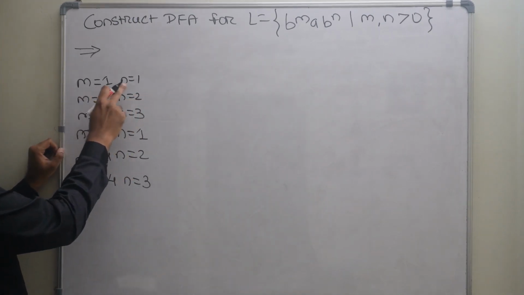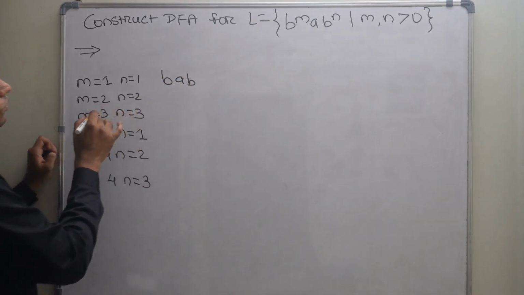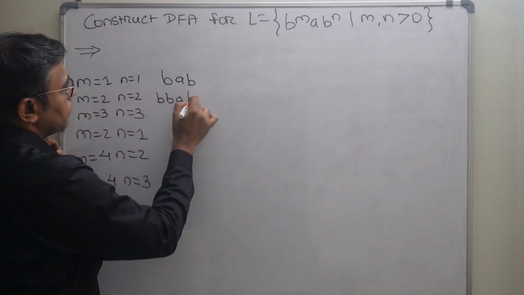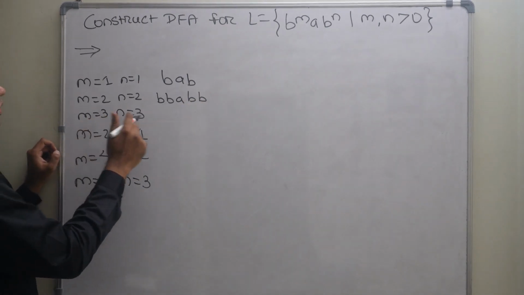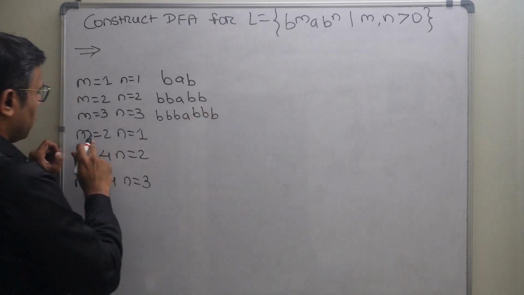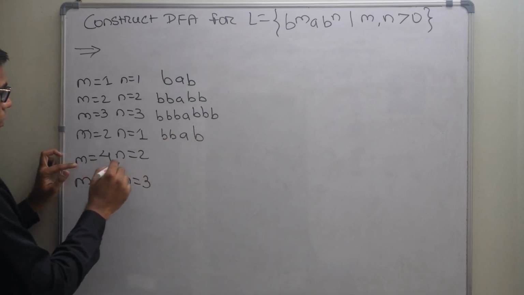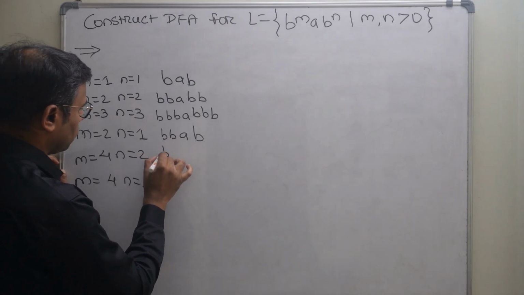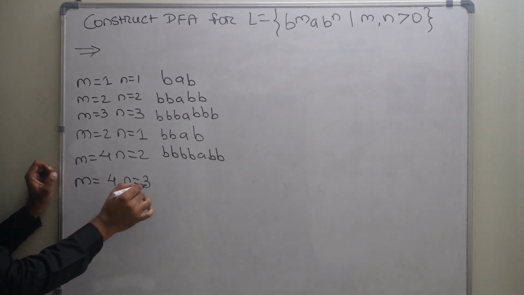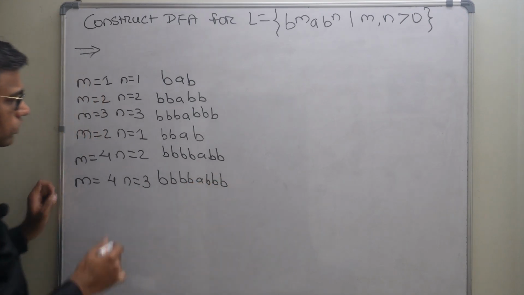For m equal to 1, n equal to 1, it will be bab. Then for m equal to 2, n equal to 2, it will be bbabb. Then m equal to 3, n equal to 3, it will be bbbabbb. For m equal to 2, it will be bba. Then for m equal to 4, n equal to 2, it will be bbbbabb. And for m equal to 4, n equal to 3, it will be bbbbabbb. So these are some of the examples.